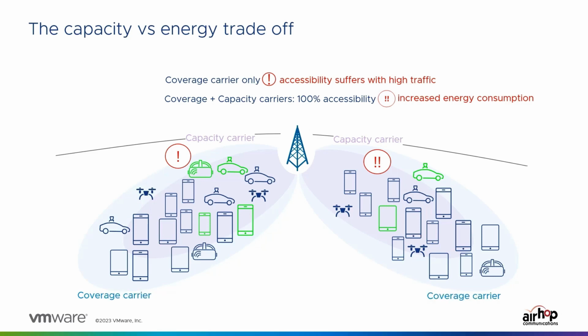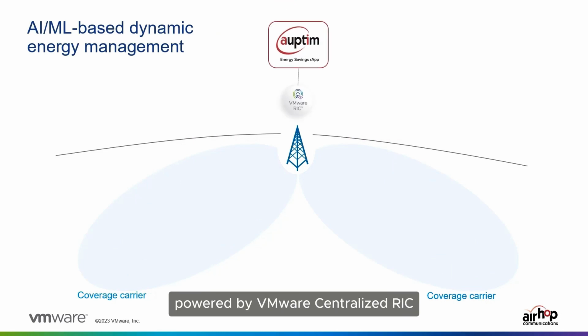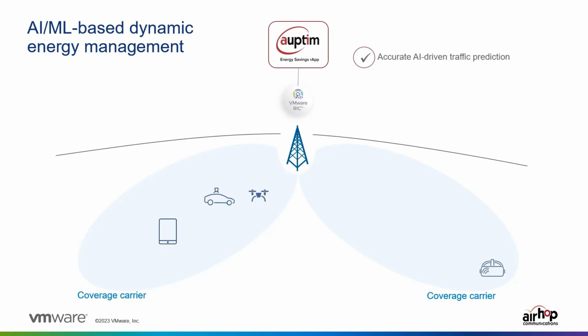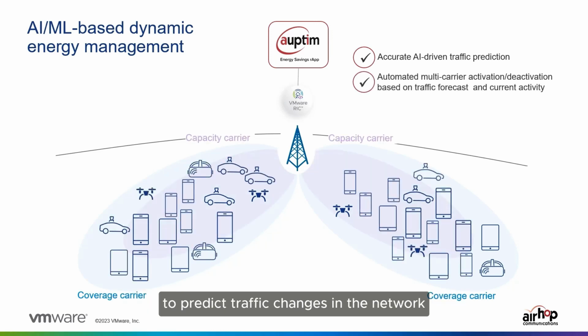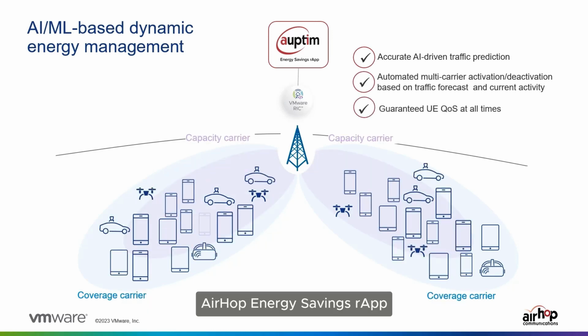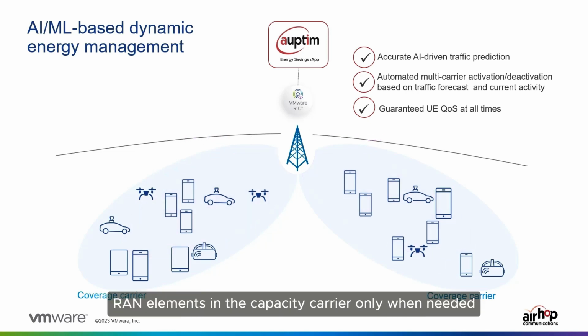But how? AirHop Energy Savings rApp, powered by VMware Centralized RIC, optimizes energy consumption in the RAN while ensuring users' quality of service. Leveraging AI-based learning and RAN programmability to predict traffic changes in the network, AirHop Energy Savings rApp automatically turns off or on RAN elements in the capacity carrier only when needed and without compromising users' experience.